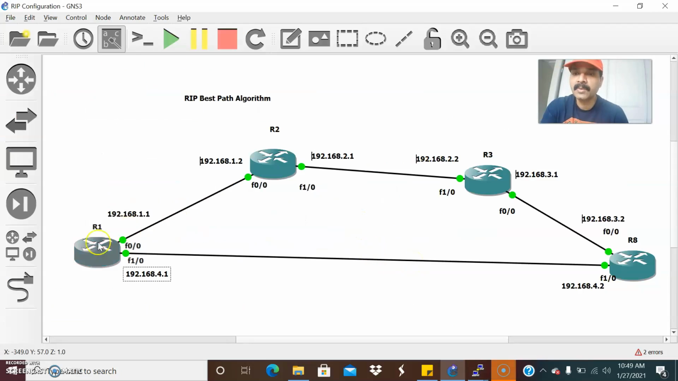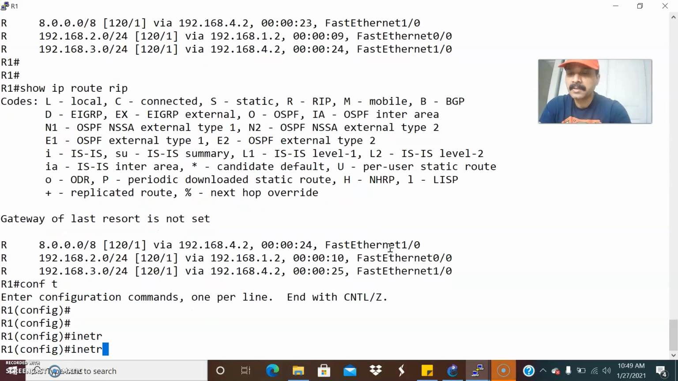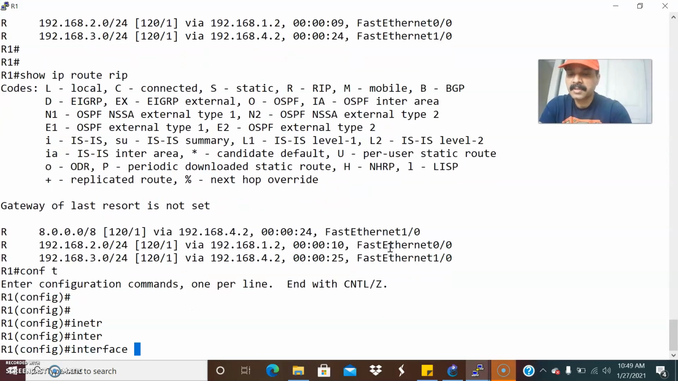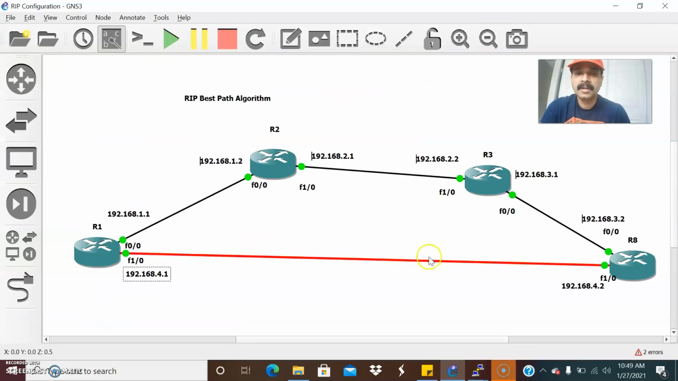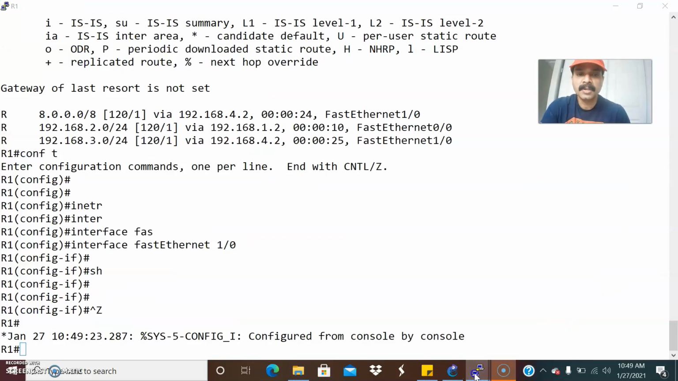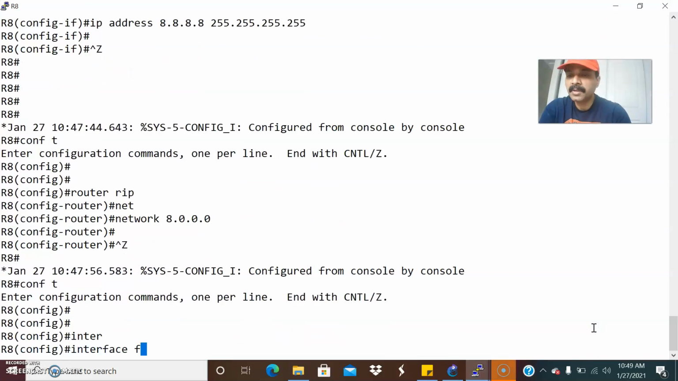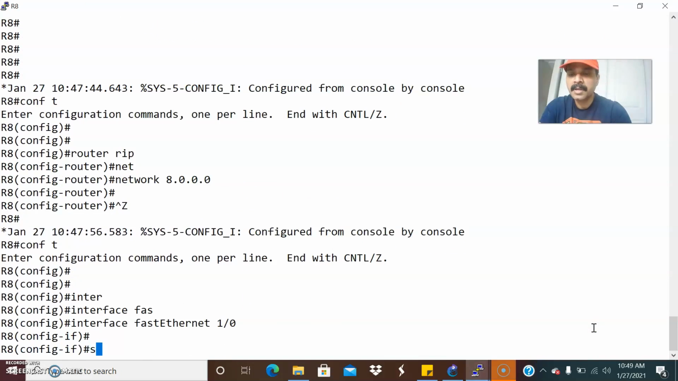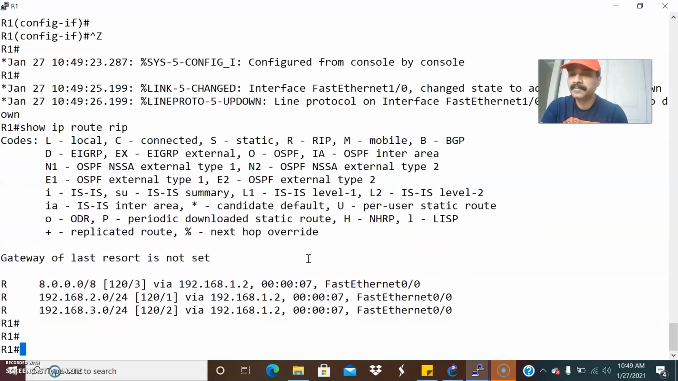So what we can do now, let us shut down this interface and this interface, right? So go to configuration mode and let us see the difference. Interface FastEthernet 1/0. Let us shut down this interface and this interface also, we will shut down on R8. So on R8, go to configuration mode, interface FastEthernet 1/0. Let us shut down this. So it may take a little bit of time for convergence. Let us now check the show IP route.